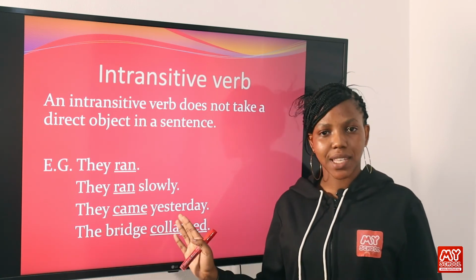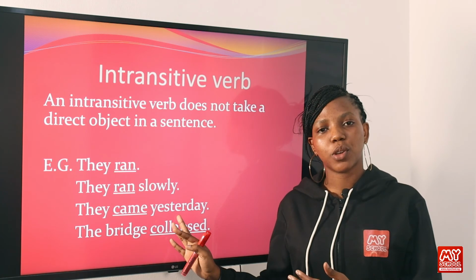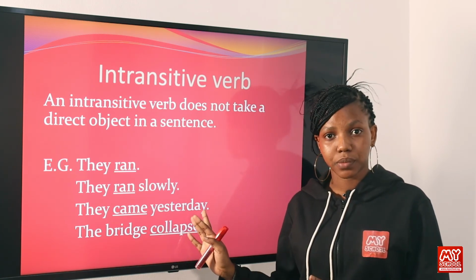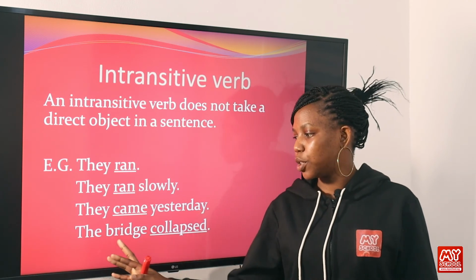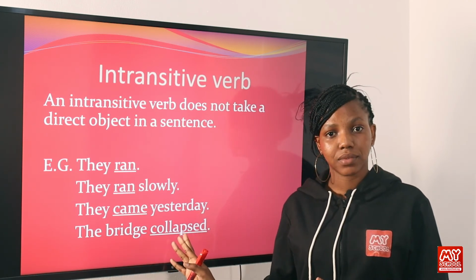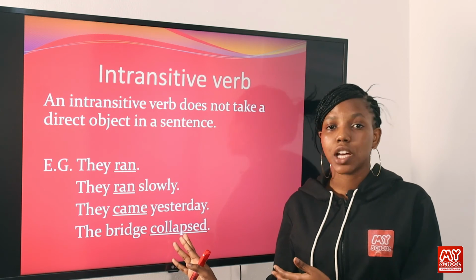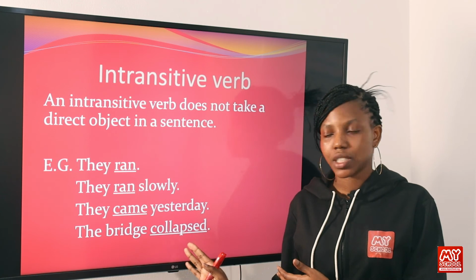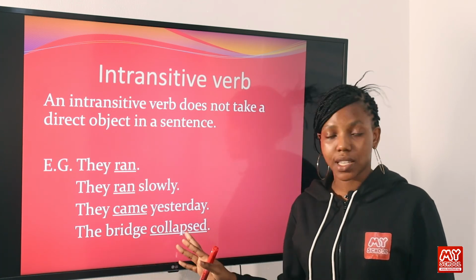They came yesterday. This also does not have an object. What it has is an adverb. The bridge collapsed. Now this does not have an object. Nobody is receiving the action. This is the subject and this is the verb.